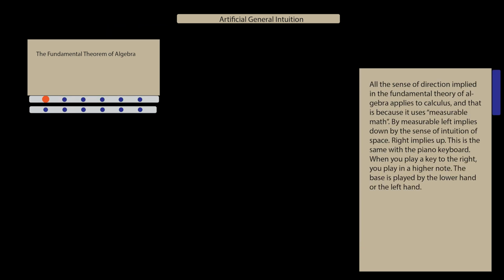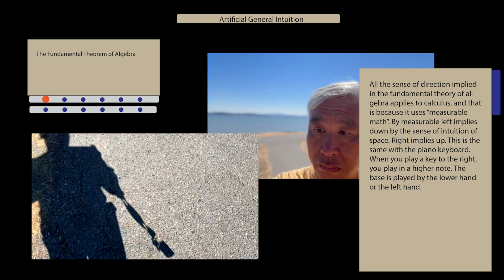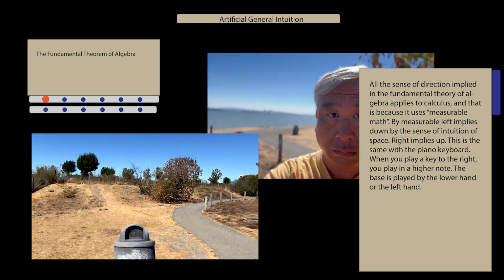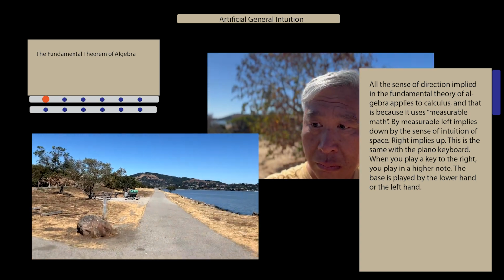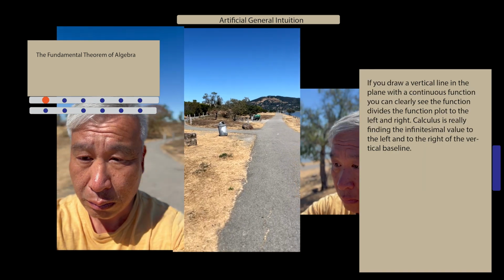All the sense of direction implied in the fundamental theorem of algebra applies to calculus, and that's because it uses immeasurable math. By immeasurable, left implies down by the sense of intuition of space, right implies up. This is the same with the piano keyboard. When you play a key to the right, you play a higher note. The bass is played by the lower hand or the left hand.